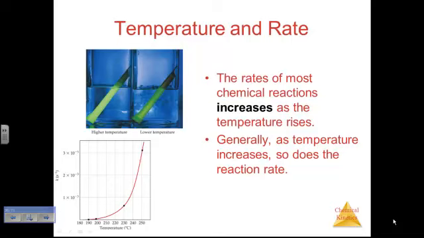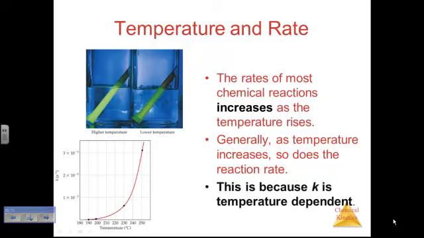The graph showing the K constant, this is the lower graph, versus temperature in degrees Celsius, shows an exponential rise. As we warm up molecules, the K constants also rise exponentially. Generally speaking, the rates of most chemical reactions increase as the temperature rises, and as the temperature rises, so does the reaction rate. This is because K, the rate law constant, is temperature dependent.